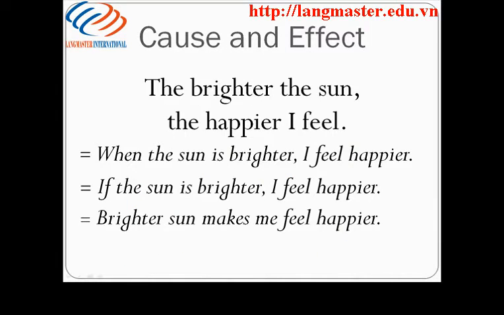You just heard me reword the sentence. That's because in English we can express cause and effect with more than one structure. The brighter the sun, the happier I feel can also be written like this. When the sun is brighter, I feel happier. Or, if the sun is brighter, I feel happier. Or, brighter sun makes me feel happier.